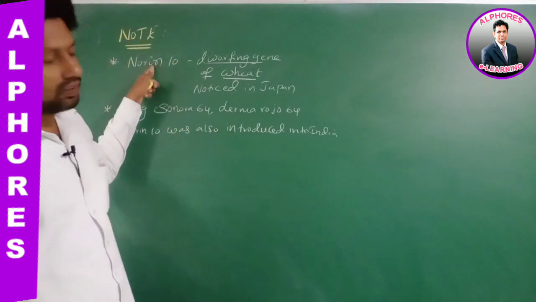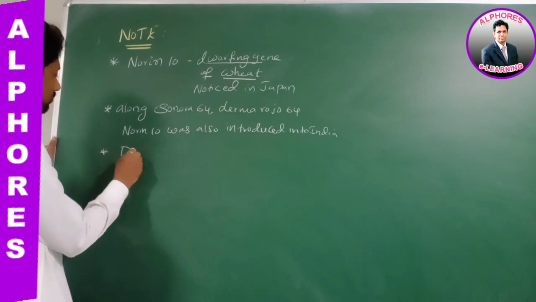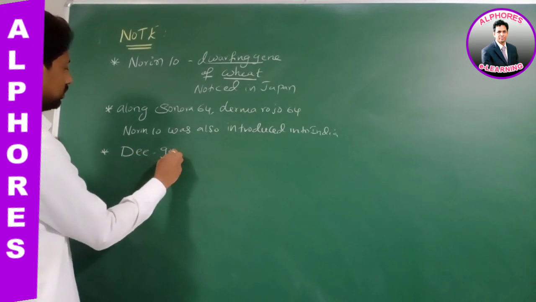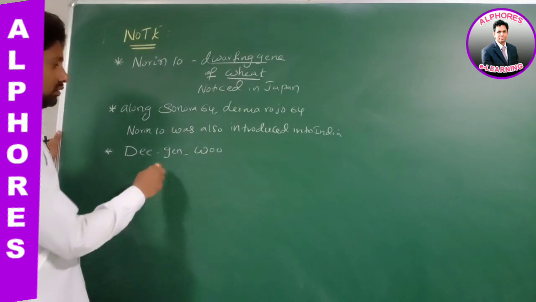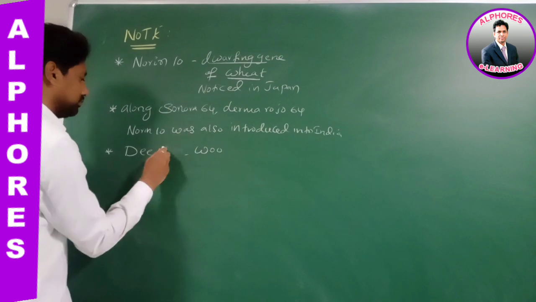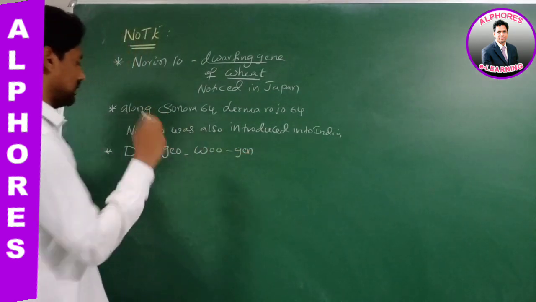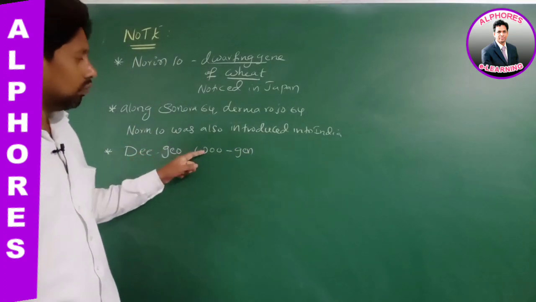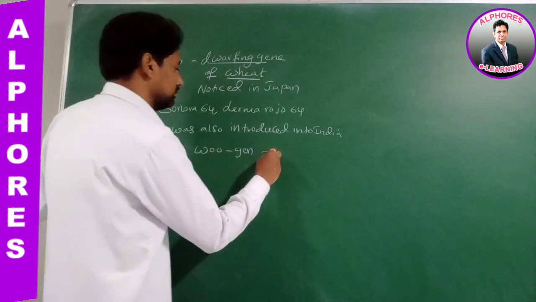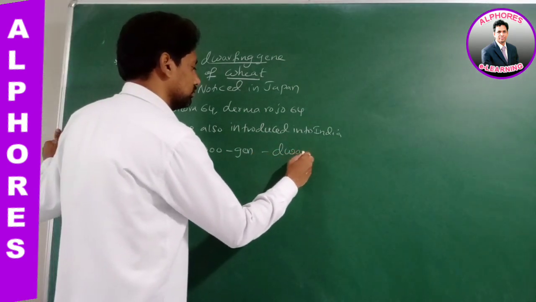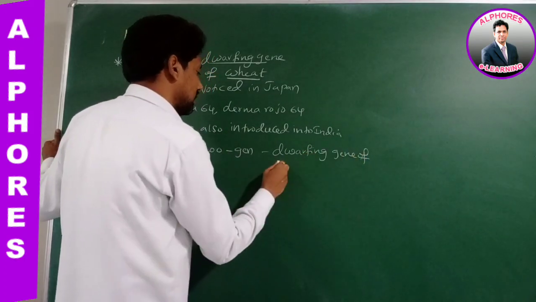Sir, Norin 10 is a dwarfing gene of what, sir? Wheat, right? And Dee-geo-woo-gen is a dwarfing gene of rice.